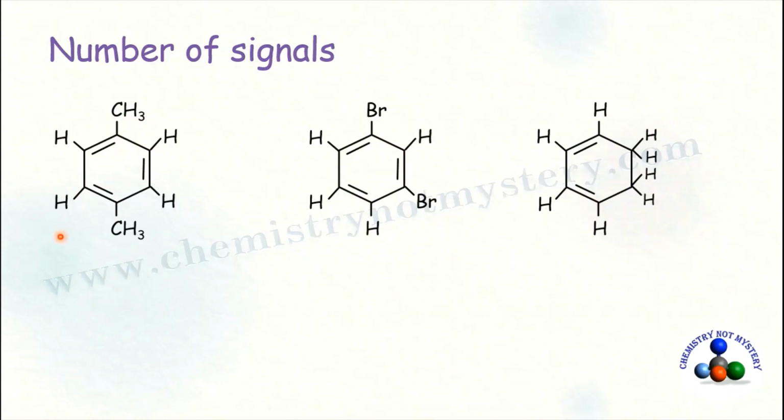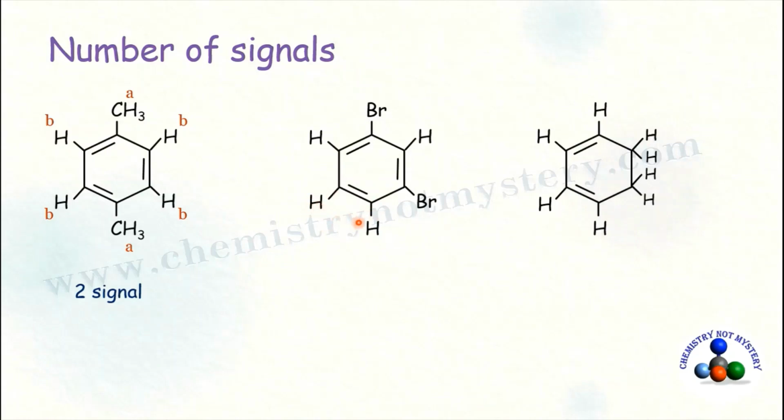In this molecule, there are 2 sets of chemically equivalent protons. As the methyl hydrogens are chemically equivalent to each other, they will give 1 signal. And these 4 hydrogens are in the same chemical environment, so they will give another set of signal. That's why this molecule will give 2 signals.